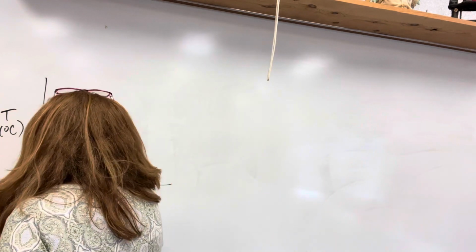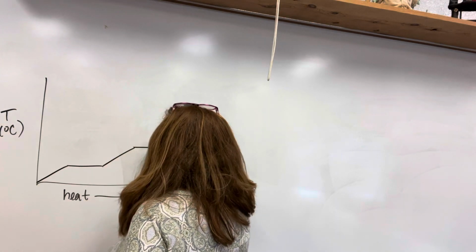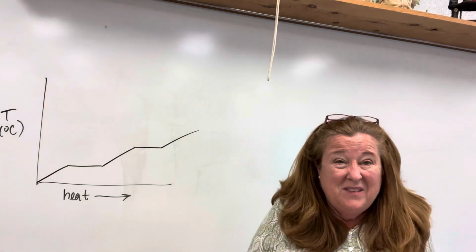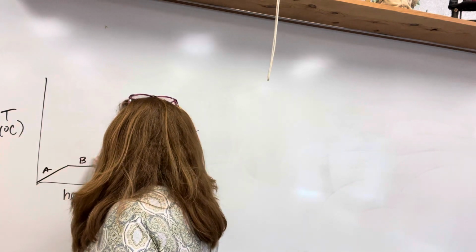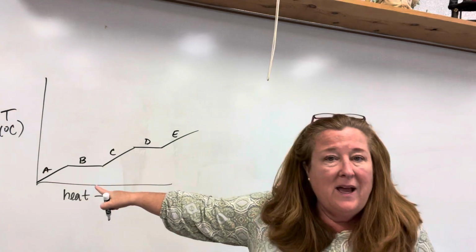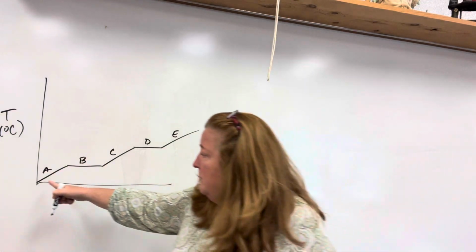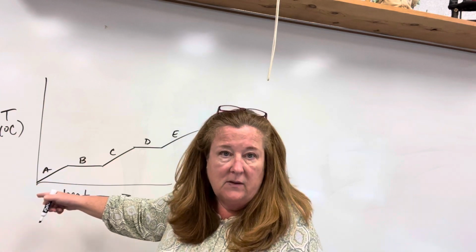You start out with a part that's sloped, and then a horizontal line, and then a part that's sloped, and a horizontal line, and then a part that's sloped. And if you want to think of these as letters, this will be section A, and this is B, and this is C, and this is D, and this is E. So over here at A, heat's being added, and the temperature is going up. I mean, you know that. You don't even need numbers. You can tell it's happening.